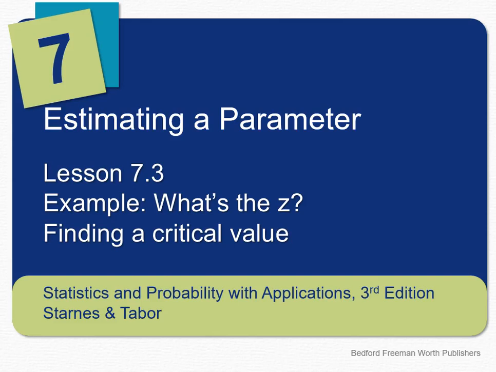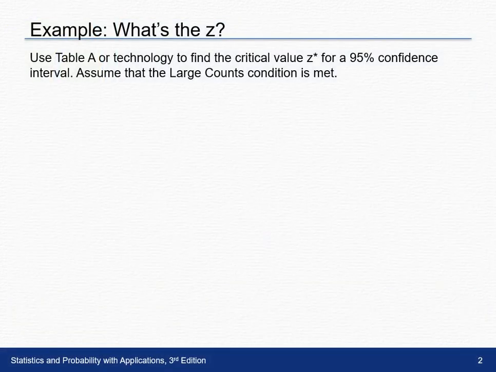In Lesson 7.3, we'll look at the example, what's the z? In this, we'll be finding the critical value. Using Table A or technology, find the critical value z star for a 95% confidence interval. Assume that the large counts condition is met.